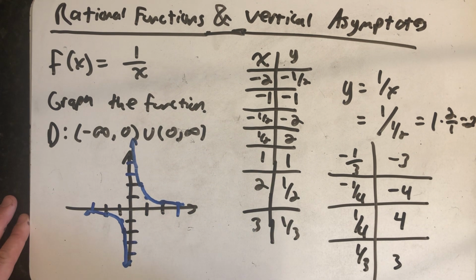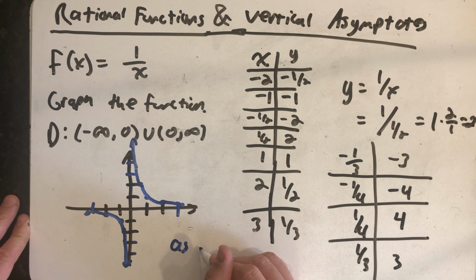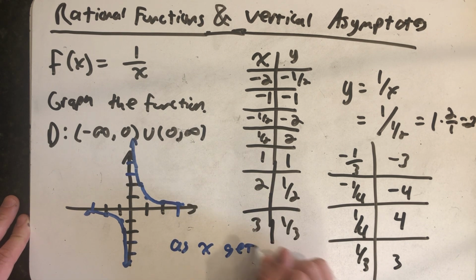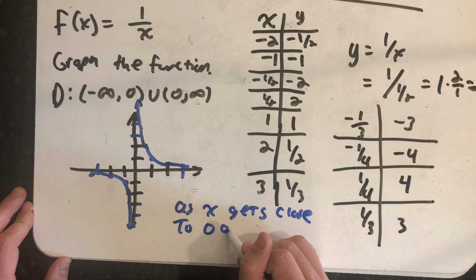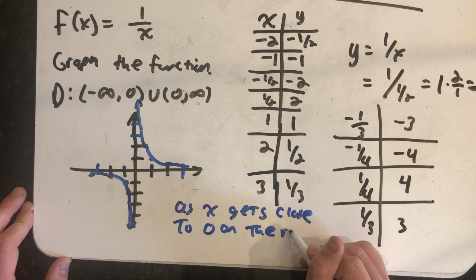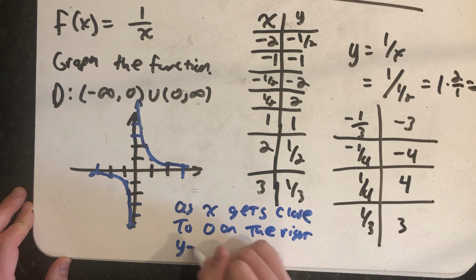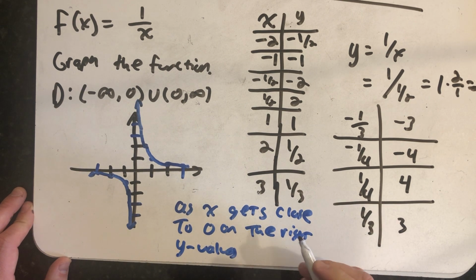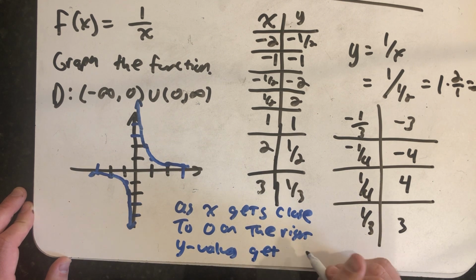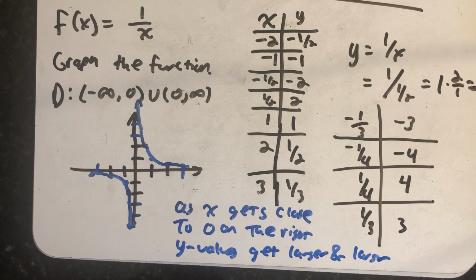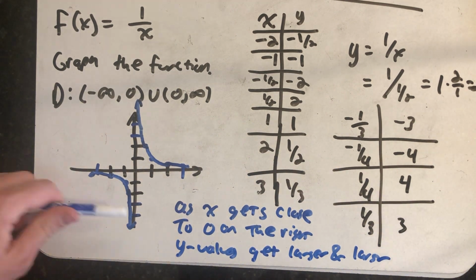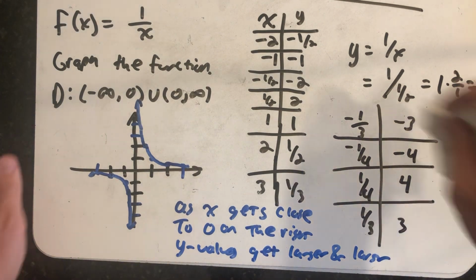So I think what's going on here is as x gets close to 0 on the right, the y values get infinitely large. I'm going to erase part of my table so I can write a similar statement about what's going on the other side.